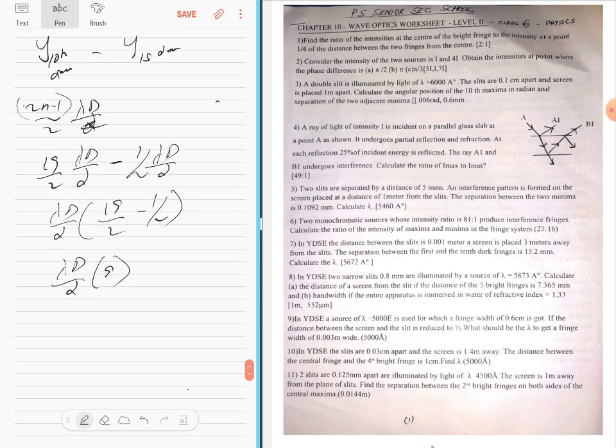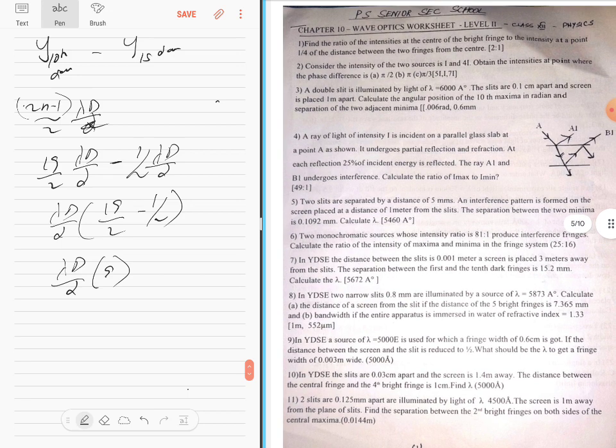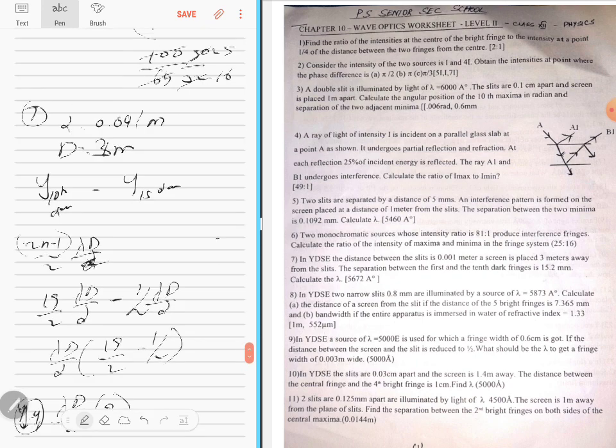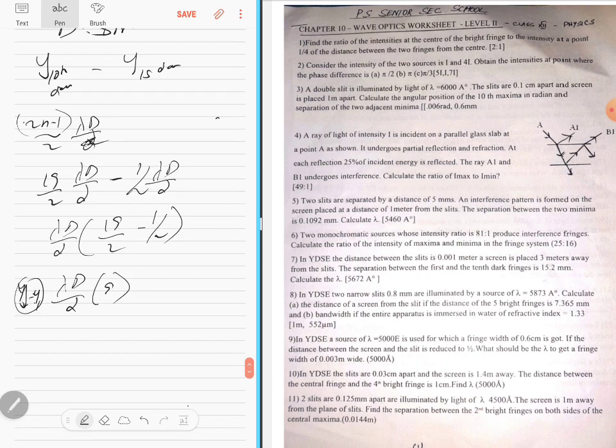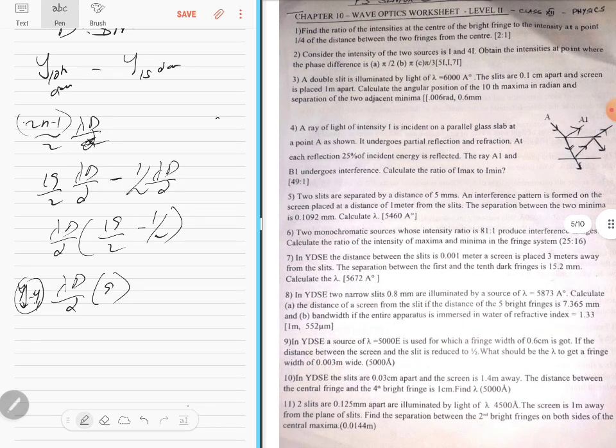5672 Armstrong. Calculate lambda, that's the answer. Next, the separation between the fringes has been given. The separation, y2 minus y1, is given to be 0.001, no? The slit is 3 meters away. The separation is 15.2 millimeter.